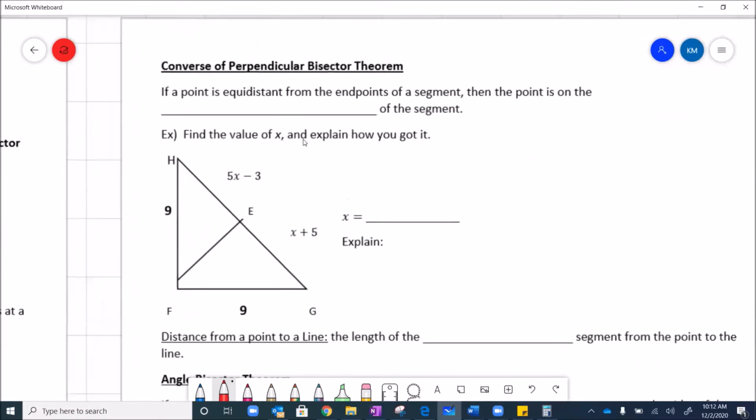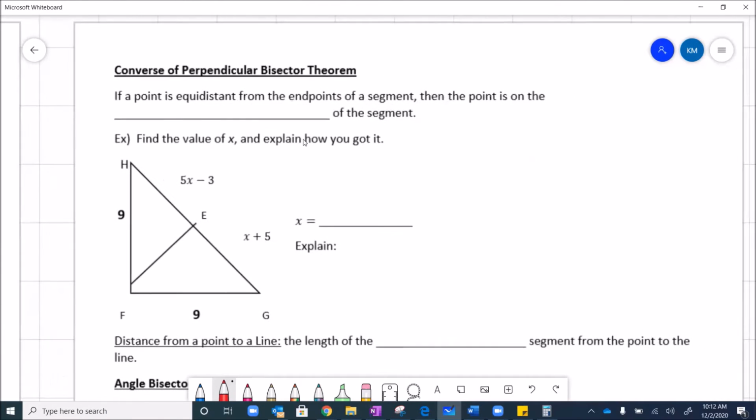All right, the converse of the perpendicular bisector theorem says if a point is equidistant from the endpoints of a segment, then the point is on the perpendicular bisector of the segment. That's just saying if we find out later that a point is equidistant, then it must be on the perpendicular bisector.